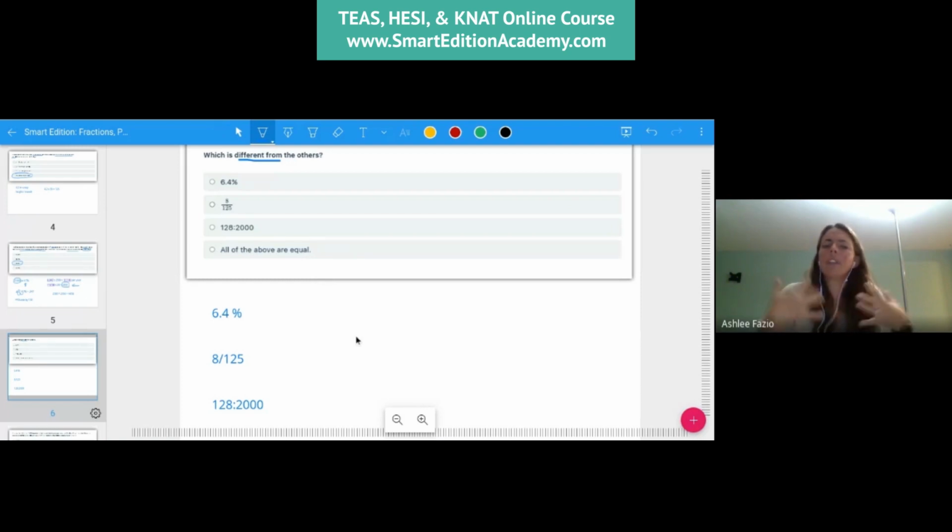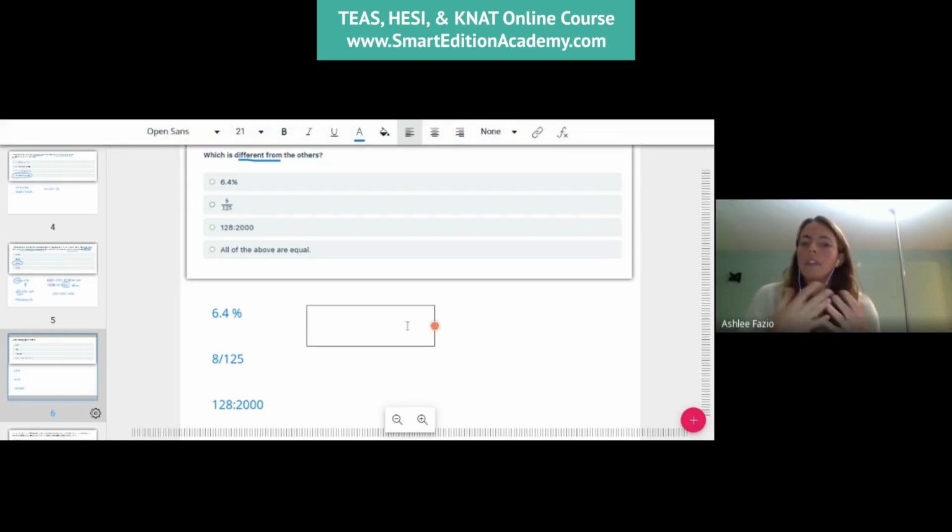When I first looked at this question, I thought it would be a lot simpler to compare if they were all of the same type. They were all either percents or fractions or ratios. And for me, putting these all into fractions seemed like the easiest way to go. So I'm going to demonstrate that. And then if you had another strategy, feel free to hop in when I'm done.